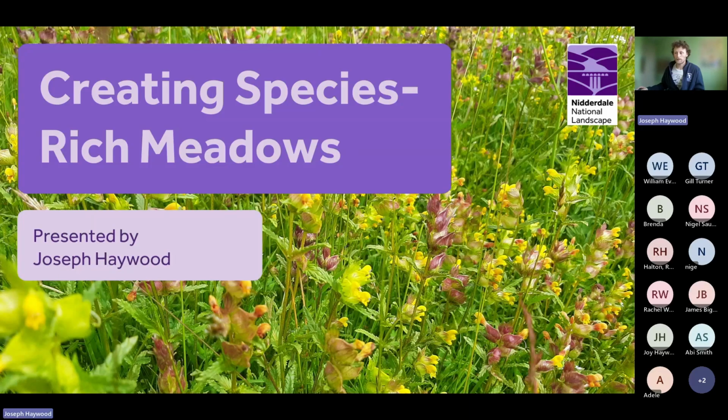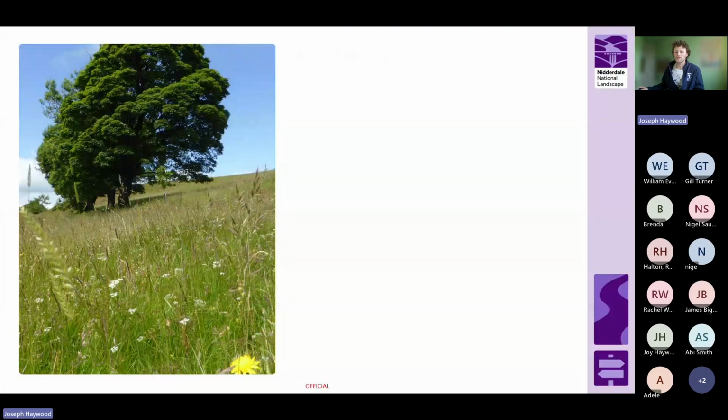Without further ado, let's go in. So the contents of the session today. First, you need to understand the suitability of your land. Has your land got the correct soil types, and have you got the correct resources to be able to manage that as a species-rich meadow? If you haven't, that's totally fine, and it might mean that a different habitat type, such as woodland, might be more appropriate for you.